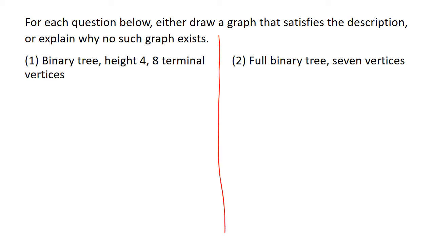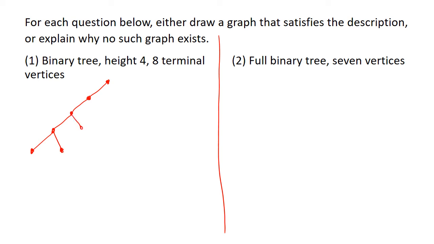Okay, so number 1 is binary tree, height 4, 8 terminal vertices. So remember that a binary tree is a rooted tree where each parent has at most 2 children. So I'm going to start by drawing a very skinny binary tree of height 4. So here's my root, and then this is height 1, height 2, height 3, and then height 4. So this one only has 1 terminal vertex, which you can see there at the bottom. So let me try to add some more without increasing the height. So here's a second terminal vertex, and then that parent can't have any more children.